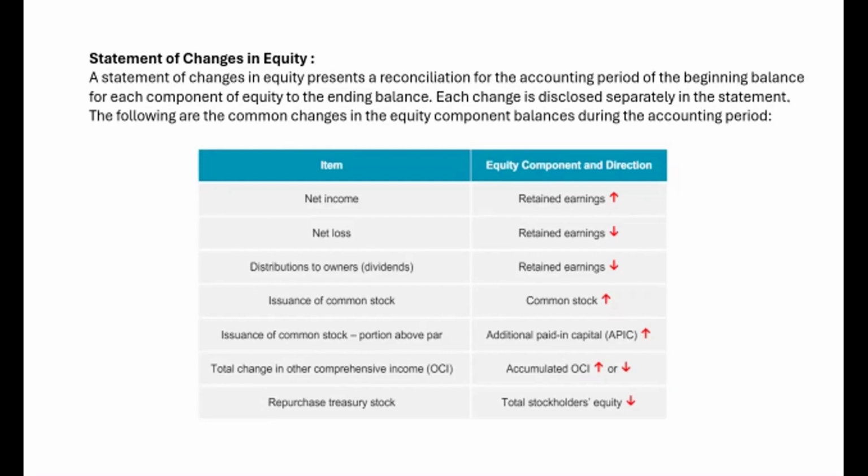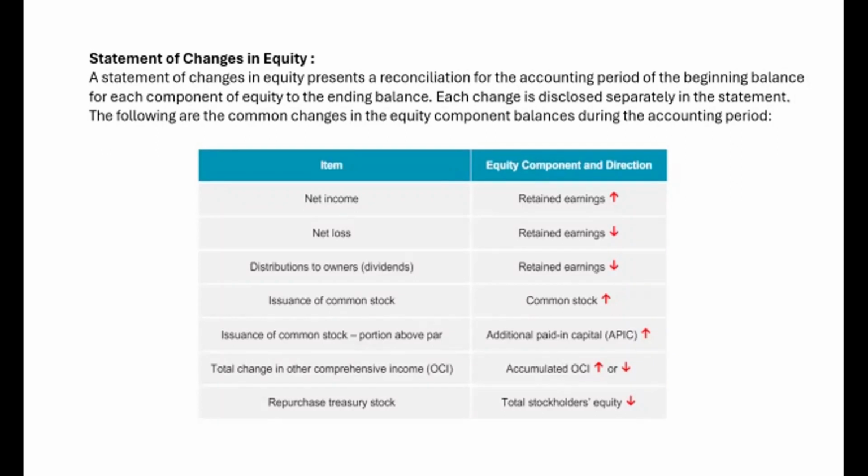Net income will make the retained earnings rise. Net loss means retained earnings lose, meaning decrease. Distributions to owners, dividends, will decrease retained earnings. Issuance of common stock will make common stock rise. Issuance of common stock above par will make additional paid-in capital rise.